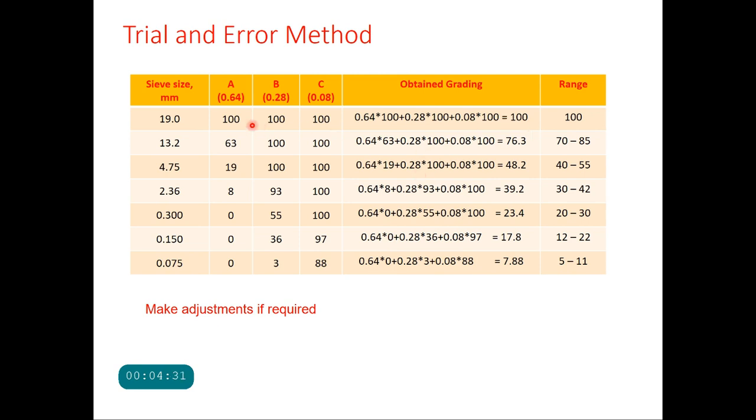So for each row, you get an obtained grading. Now you compare this grading with the range, and you can make adjustments if any size is going out of the range. This is the trial and error method. The method is simple, but sometimes it requires skill of the designer.